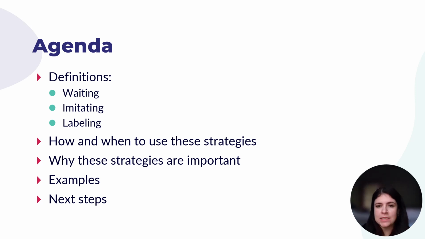Hopefully by the end of today's session, you will all have a general understanding of what waiting, imitating, and labeling refer to, how to use these strategies, and why they are important for fostering vocabulary growth in your child. We will finish off this workshop with a few examples, followed by the next steps to take, including homework.